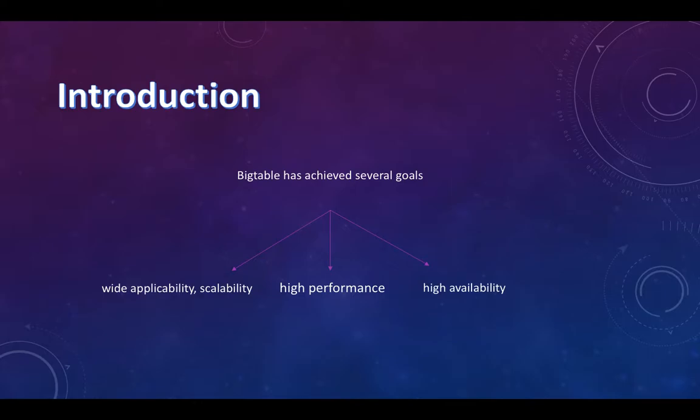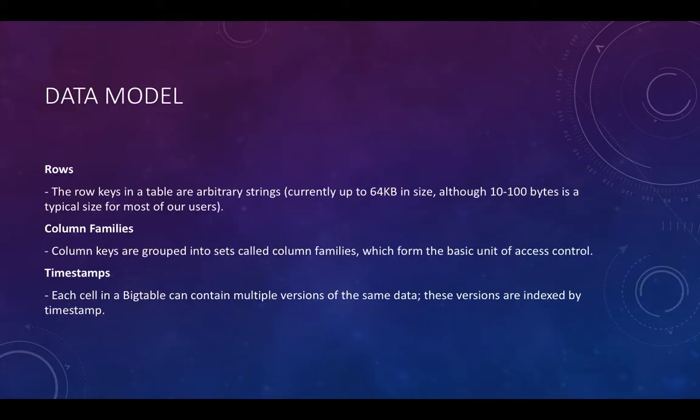Parallel databases and main memory databases have achieved scalability and high performance, but Bigtable provides a different interface than such systems. So let's talk about the data model. It has 3 attributes: rows, column families, and timestamps.